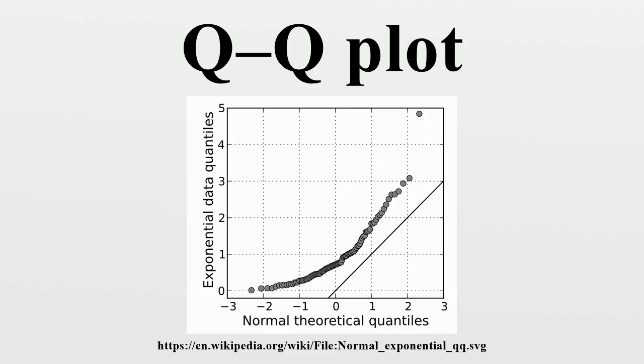QQ plots are commonly used to compare a data set to a theoretical model. This can provide an assessment of goodness of fit that is graphical, rather than reducing to a numerical summary. QQ plots are also used to compare two theoretical distributions to each other.